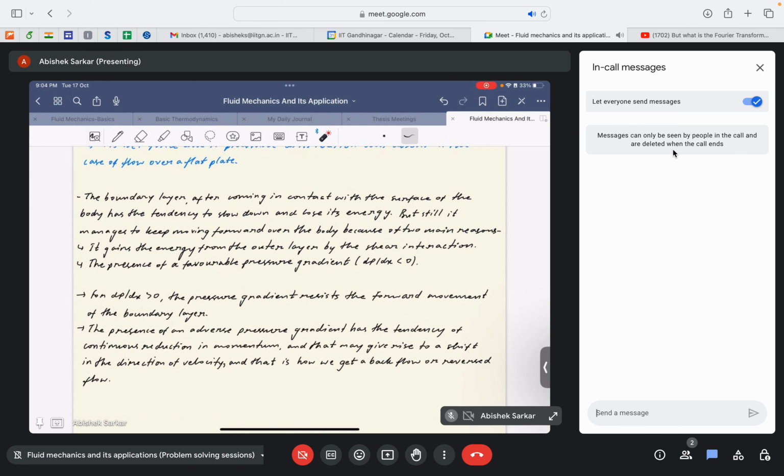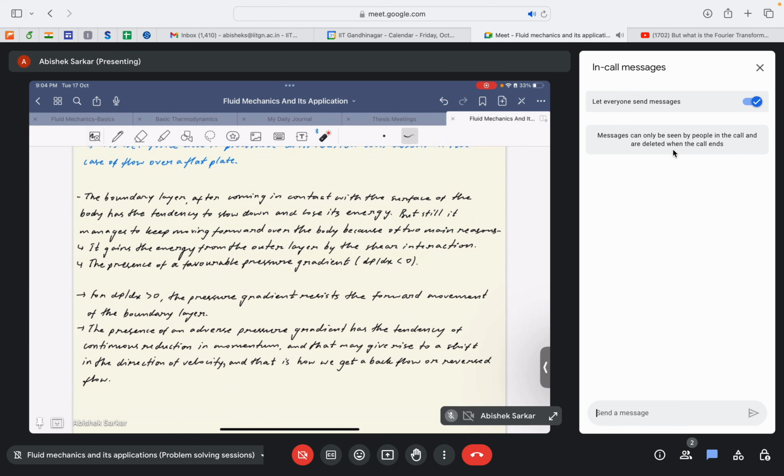This is also important. The boundary layer, after coming in contact with the surface of the body, has a tendency to slow down and lose its energy, quite understandable because of viscous effects. But still, it manages to keep moving forward over the body because of two main reasons. First, it gains energy from the outer layer by the shear interaction. That is basically the case of flow over a flat plate.